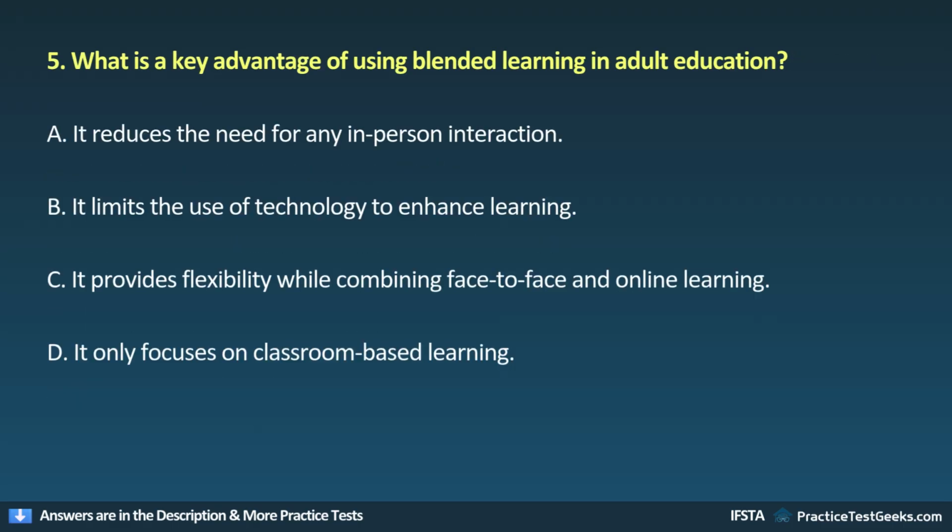5. What is a key advantage of using blended learning in adult education? A. It reduces the need for any in-person interaction. B. It limits the use of technology to enhance learning. C. It provides flexibility while combining face-to-face and online learning. D. It only focuses on classroom-based learning.